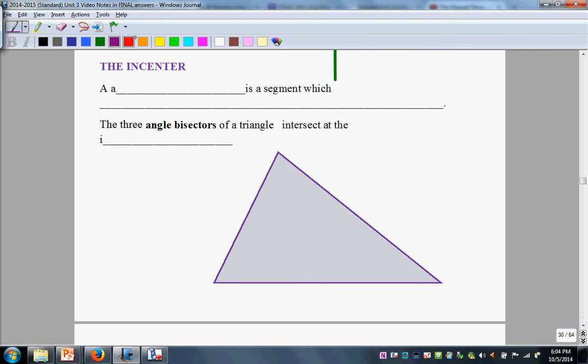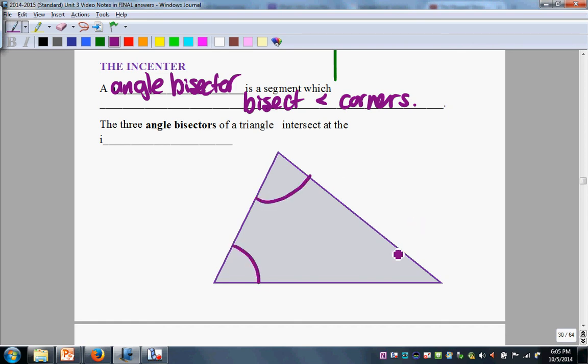The in-center. When you have an angle bisector, it bisects the angle corners. Bisect the angle corners. This is the one where your eyeballs are not on the sides at all. They're on the angles. So sweep all three angles. Your goal is to cut each of those angles in half.